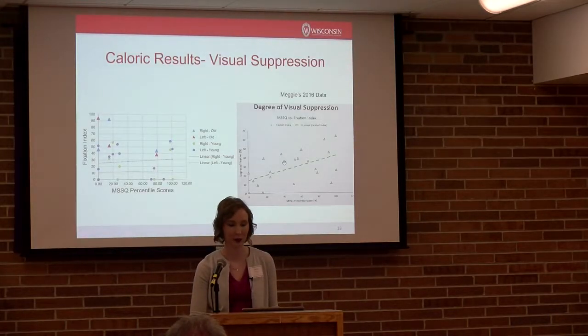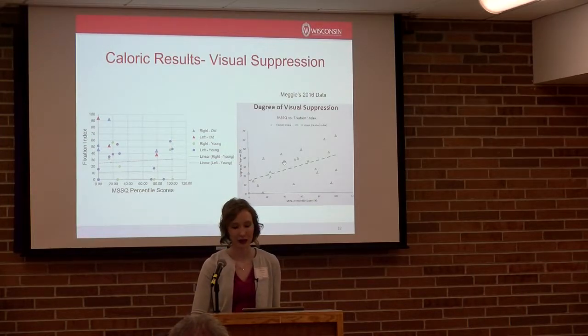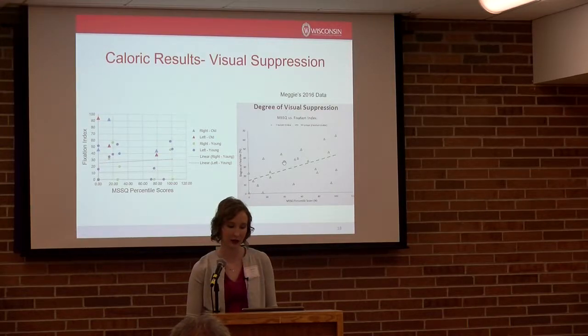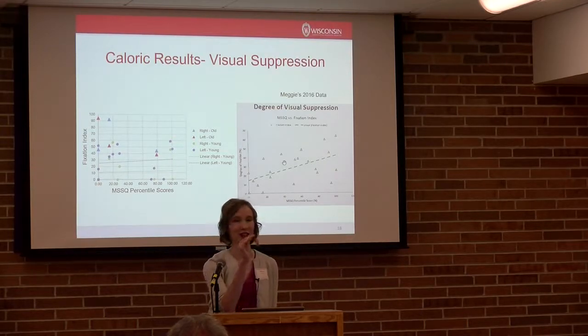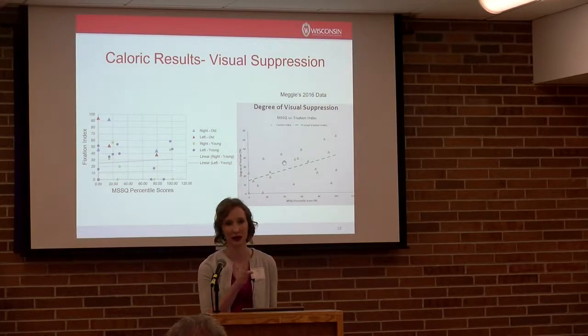Looking at the visual suppression results in the caloric testing, I have Maggie's trend graph from last year, and there was a positive statistical significance between these two things. And in my graph, again, we're seeing the young left ear being statistically significant. So the more motion sick they say they experience, the less they're able to slow those eye beatings down. So the higher the visual fixation index, the faster their eyes still beat when they're trying to stare.